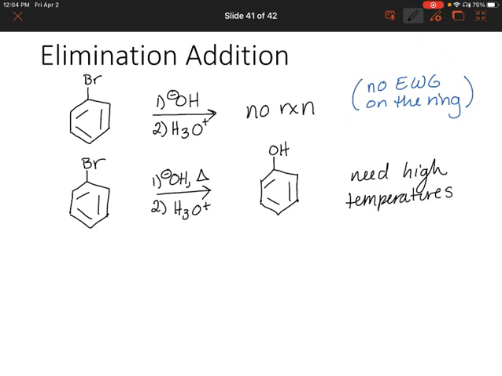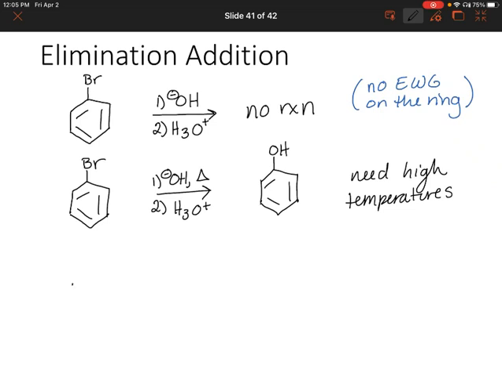However, this reaction is very different from our nucleophilic aromatic substitution reaction that we just saw. It goes through a completely different mechanism, so that's why this is referred to as elimination addition. If you use a stronger nucleophile, you don't need these high temperatures.